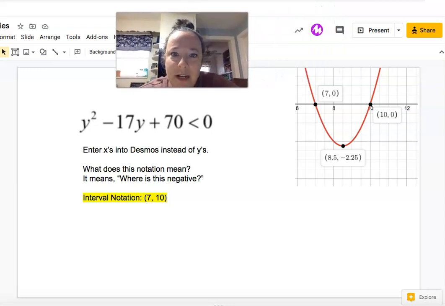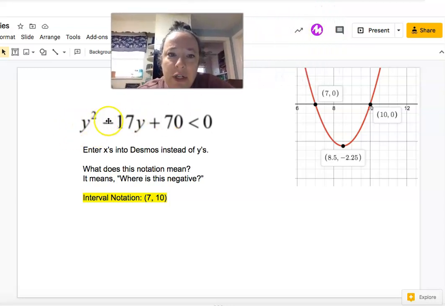All right, so let's jump straight into an example. Look, this is given to you in terms of y's. So let's just imagine that they're x's and enter the x's into Desmos. So x squared minus 17x plus 70. There it is. I entered it in Desmos and plopped the graph over here for you. And this is less than 0.